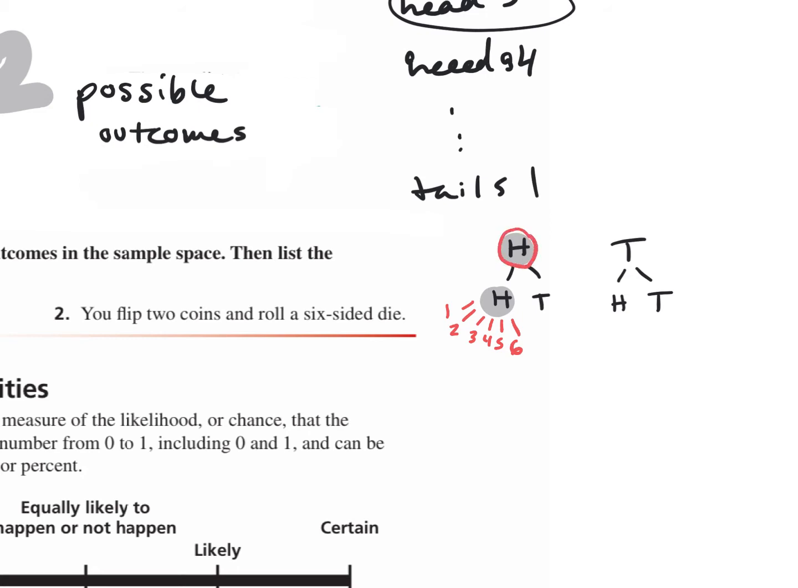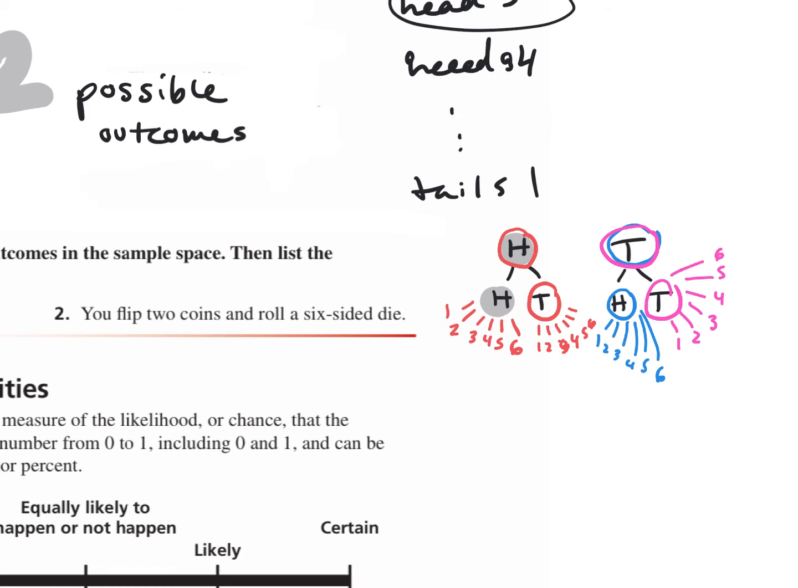Same thing if we got heads and then tails, we have 6 possible outcomes here: 1, 2, 3, 4, 5, or 6. If we got tails the first time and then heads, then we could roll a 1, 2, 3, 4, 5, or 6. And if we flipped tails the first time and tails the second time, we could roll a 1, 2, 3, 4, 5, or 6. So how many possible outcomes do we have here? 24.